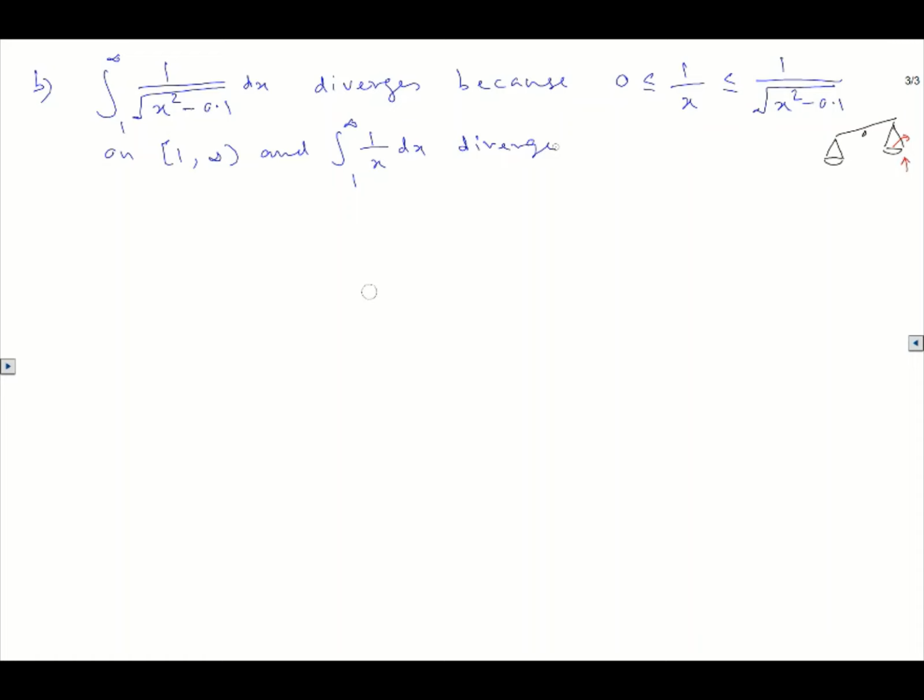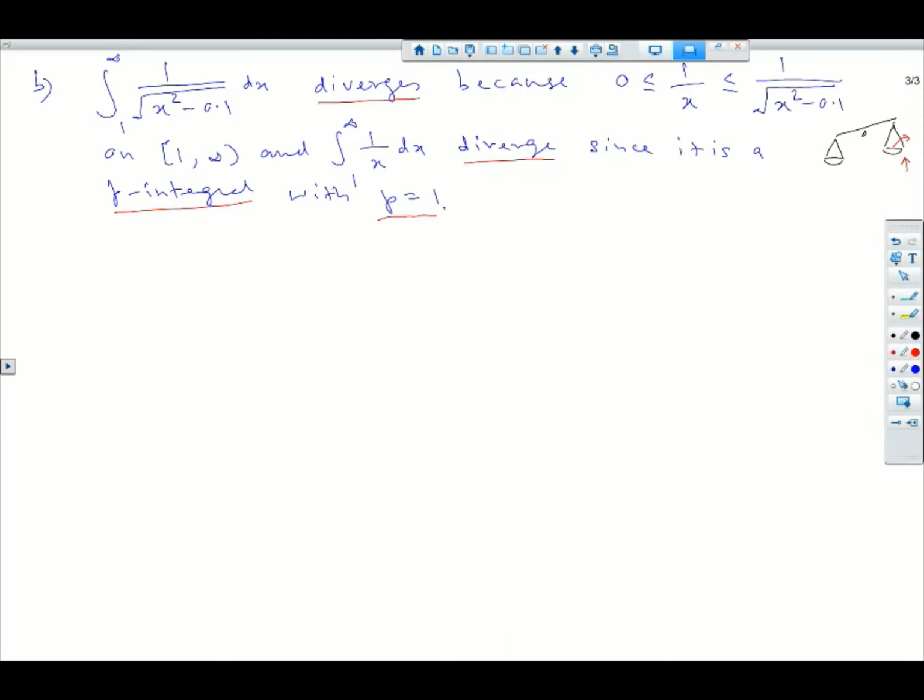It diverges since it is a p integral with p equal to 1. Okay, so that's the complete argument. But you need to clearly say that it diverges because the corresponding integral diverges, and it's a p integral, and that's the p-value. Those things are important when you make this kind of argument. Okay, so let's do another one.